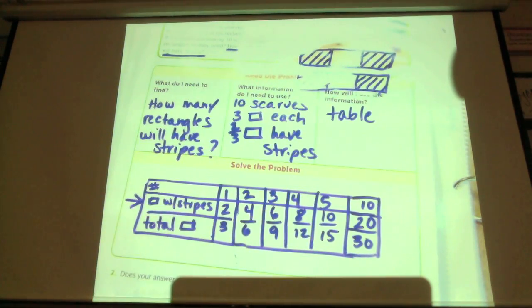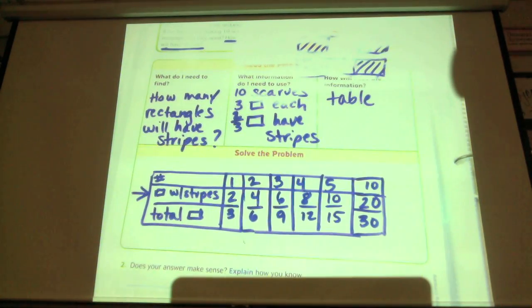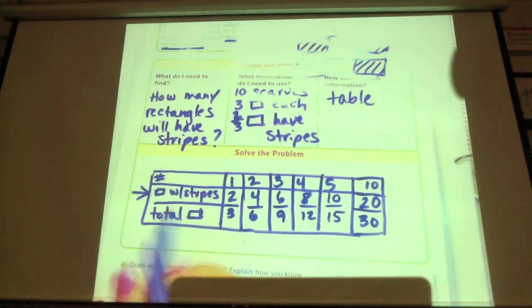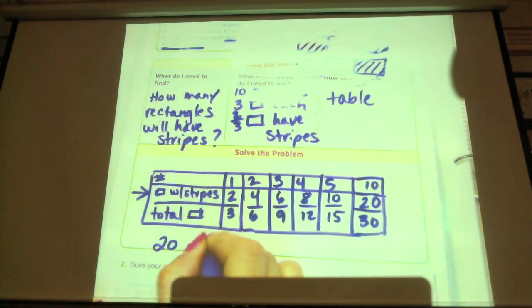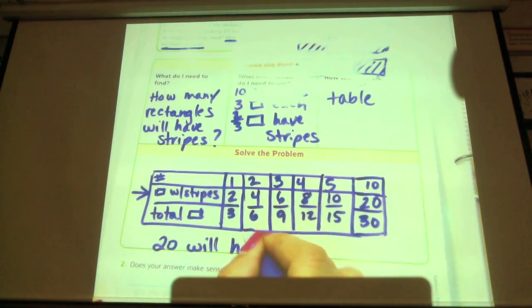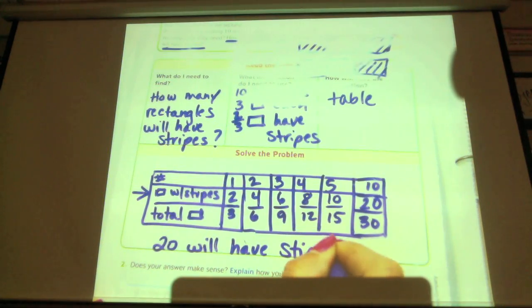Here is my column showing how many rectangles would have stripes. Can you look at my table now and answer that question? If you can, raise your hand. How many are going to have stripes? Raise your hand if you can tell by my table. 20. So 20 will have stripes. Go ahead and fill this in.